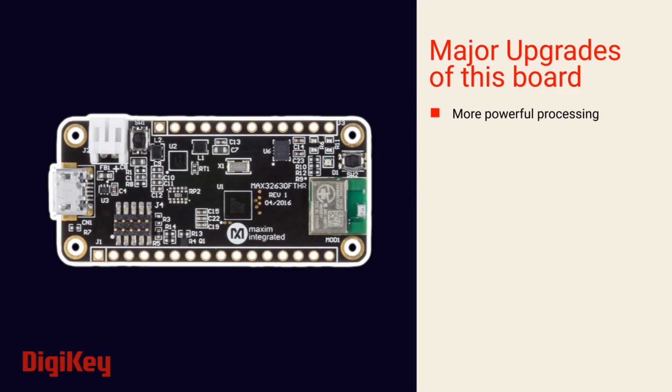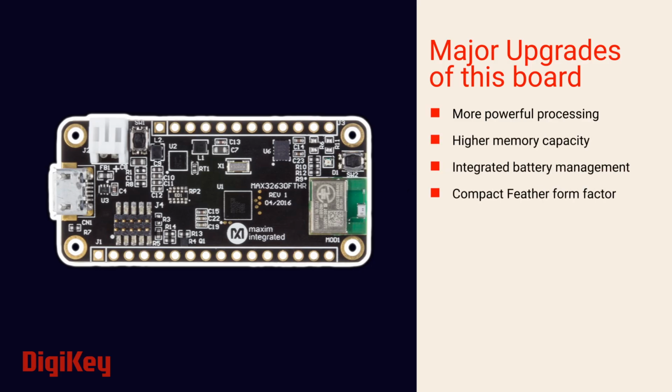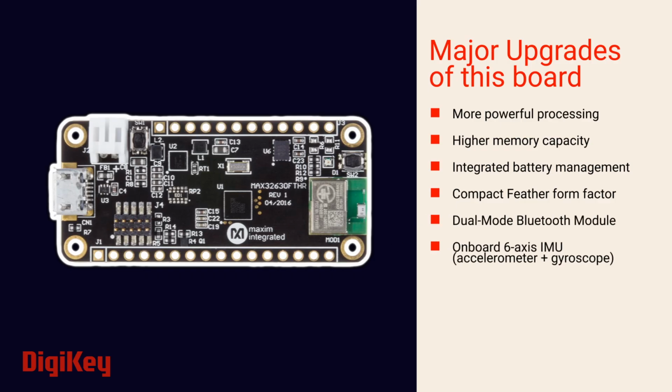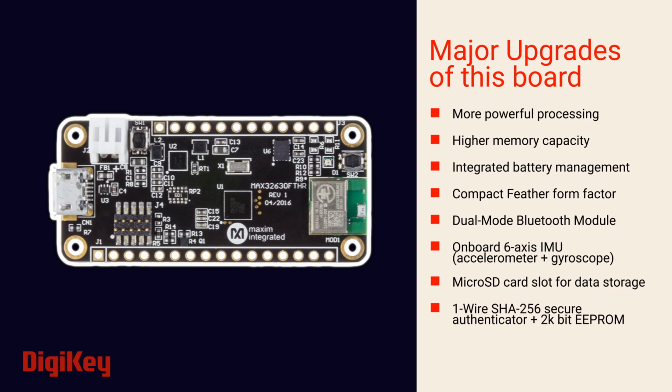Compared to many conventional development boards, this one brings some major upgrades. It has more powerful processing, higher memory capacity, integrated battery management, compact feather form factor, dual mode Bluetooth module, onboard 6-axis IMU accelerometer plus gyroscope, micro SD card slot for data storage, one wire SHA-256 secure authenticator plus a 2Kbit EEPROM, and an onboard RGB LED and user button. It is specifically designed for modern applications where performance and portability both matter.